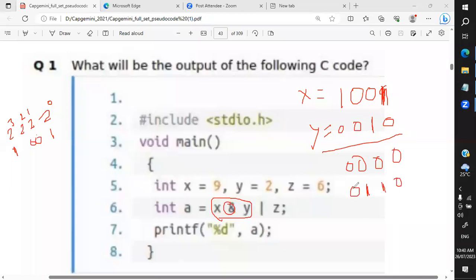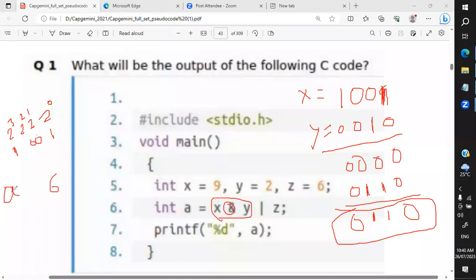Now if I do bitwise OR, what will happen? Bitwise OR means if any one of the statements is true, the result is true. 0 0 is false. 0 1, one of the statements is true, so 1. 0 1, one is true, so 1. Both false, so false. That gives 0 1 1 0, which is nothing but 6. So the value of a is 6. But actually, we don't need to do this: 0 OR anything is going to be that number only, and any number OR 0 is also that number only.